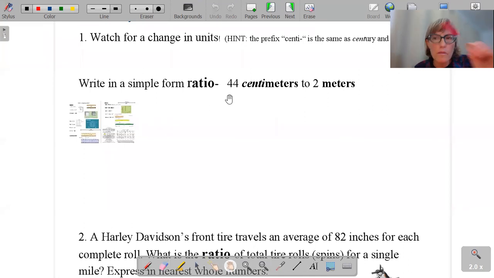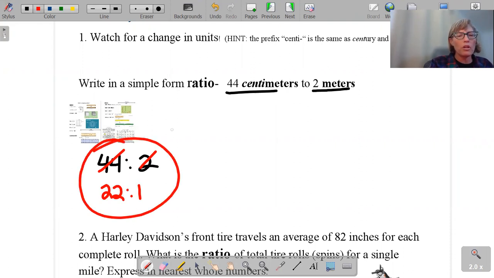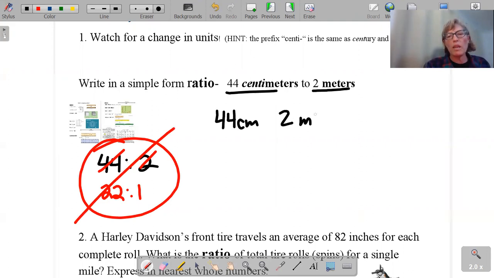All right, friends, red pens. I'm going to be checking for corrections. Taking a look here, we're going to write the ratio 44 centimeters to 2 meters. Here's the most common mistake: 44 to 2. Oh, looky here, 2 goes in there 22 times to 1, and this would be incorrect. So it's 44 cm to 2 meters.